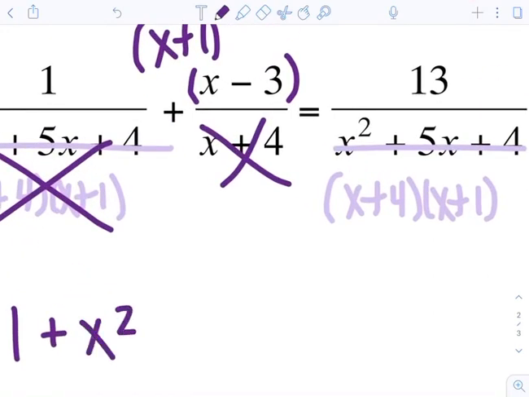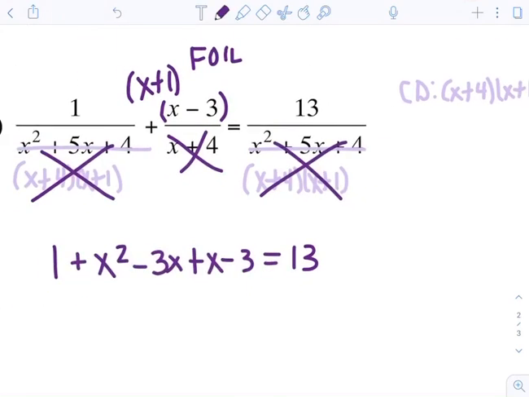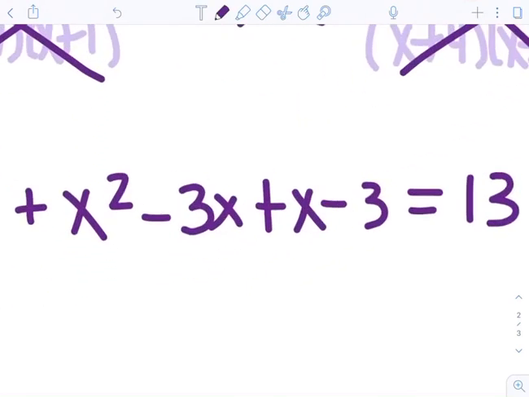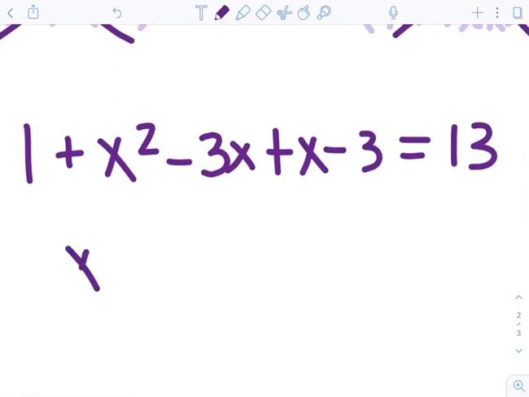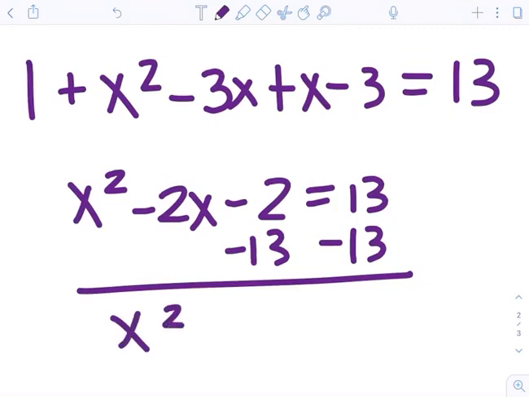So I get x squared minus 3x plus x minus 3 equals, and this already has our common denominator, so we don't need to multiply by anything, so equals 13. Okay, let's combine our like terms. So x squared minus 2x, 1 minus 3, that's minus 2, equals 13. Now notice I have an x squared left, so I have to solve by factoring. Okay, so I have to get everything set equal to 0. So x squared minus 2x minus 15 equals 0.